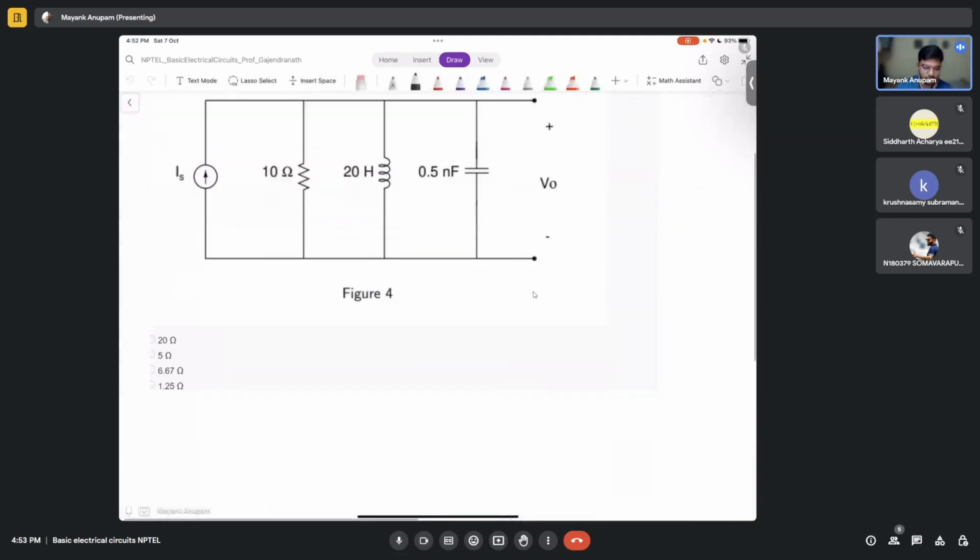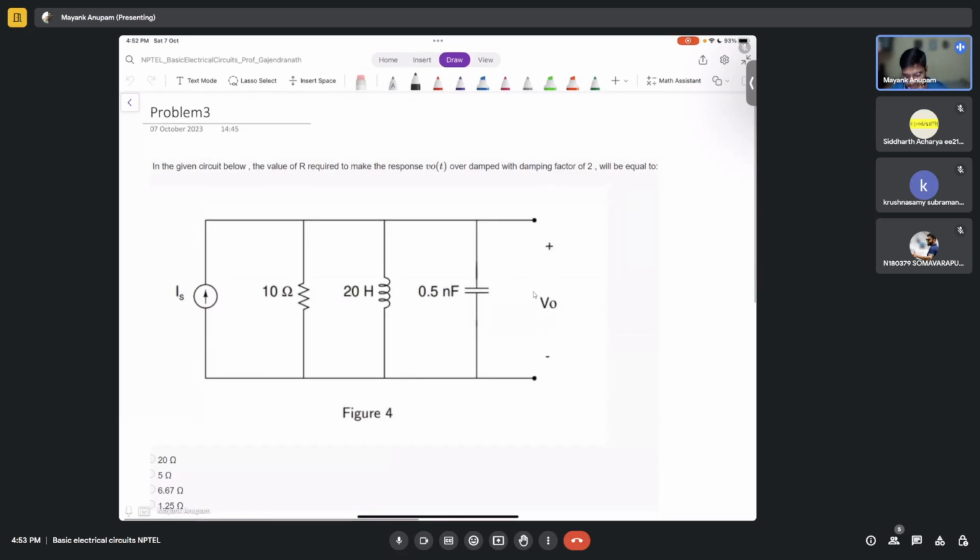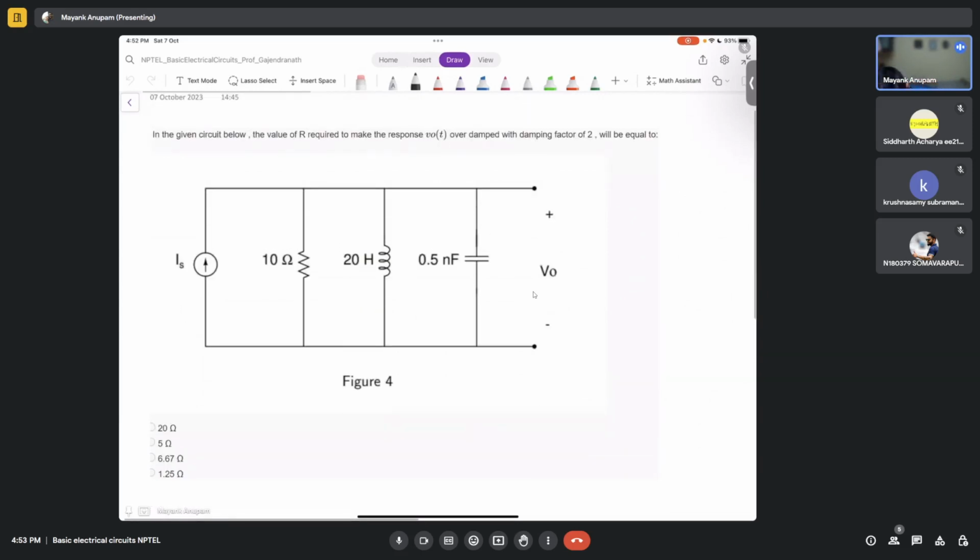Let's come to question number 3. In the given circuit below, what should the value of R be to make the response V0 of t over time have a damping factor of 2? So tell me, what kind of circuit is this? Is it parallel RLC or series RLC? Parallel. How do you say that?